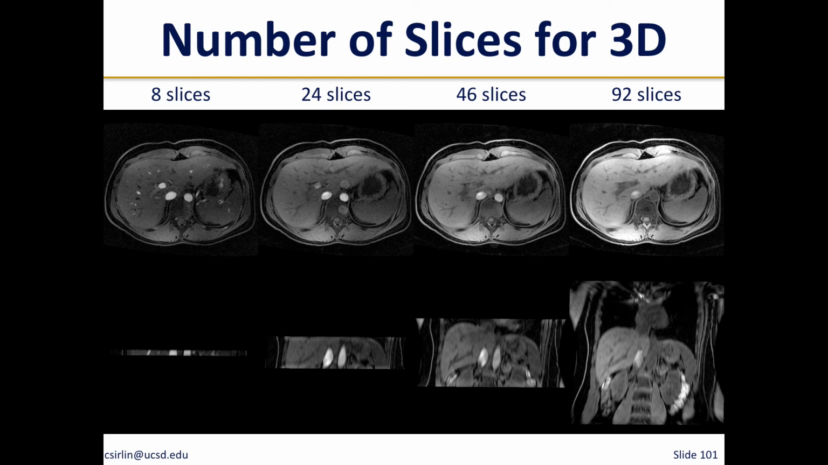So why is this relevant? Because imagine that you have a patient that can only hold his or her breath for 5 seconds. You might say, oh, I've got a really smart idea. This patient can only hold his breath for 5 seconds. Let's acquire 8 slices. Well, the problem with acquiring 8 slices is you just may not get a lot of SNR. So you can only cut down on a 3D acquisition the number of slices so much.